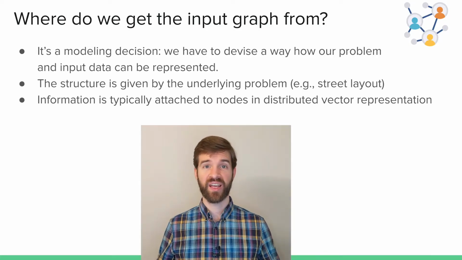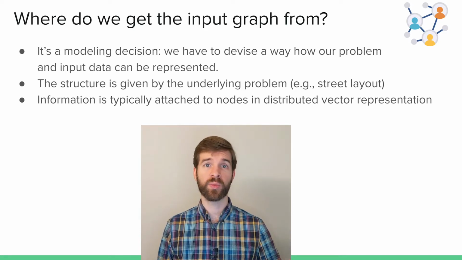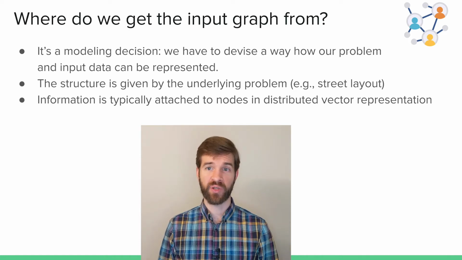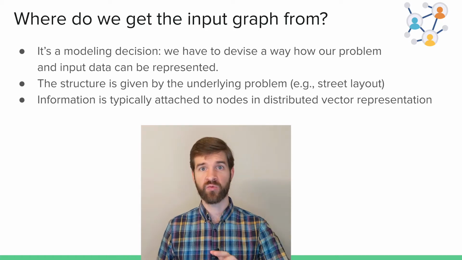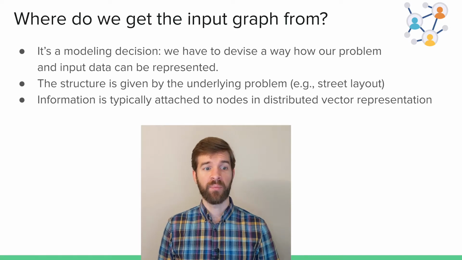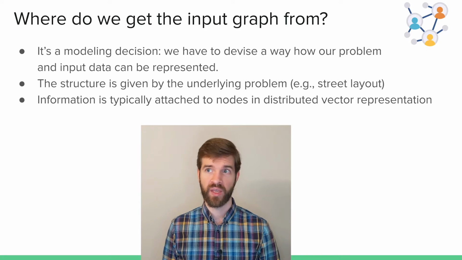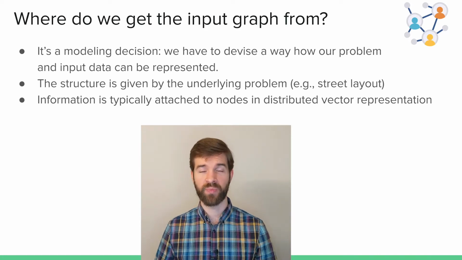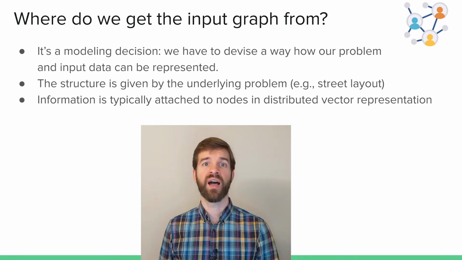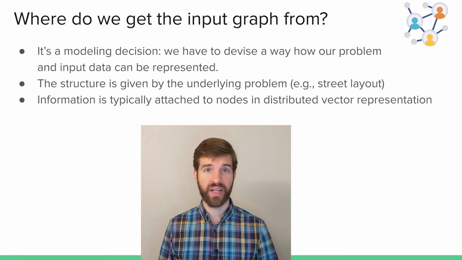Well, the answer is it's a modeling decision, and it's our responsibility to come up with a suitable representation of our problem that is in a kind of graph-like formulation. There may not be one unique way to represent our problem in a graph, but often the structure of this graph is given by the underlying problem. Coming back to these chemical compounds, you have atoms being the nodes, and the bonds between them would be the edges with certain properties.